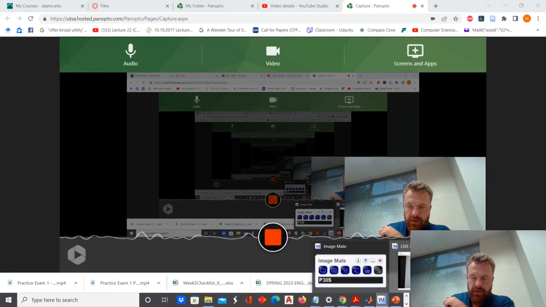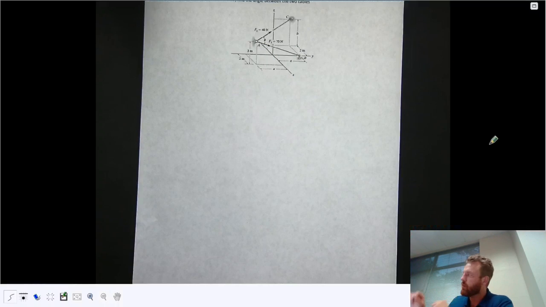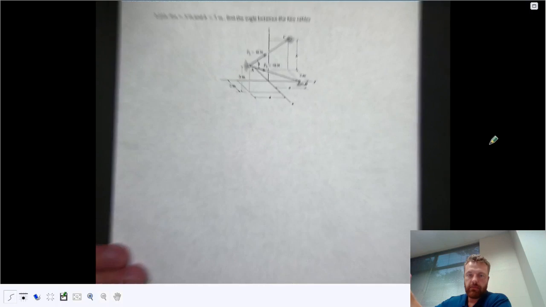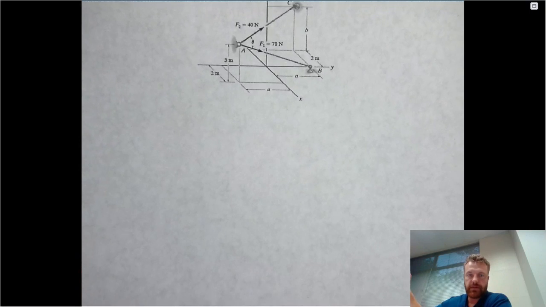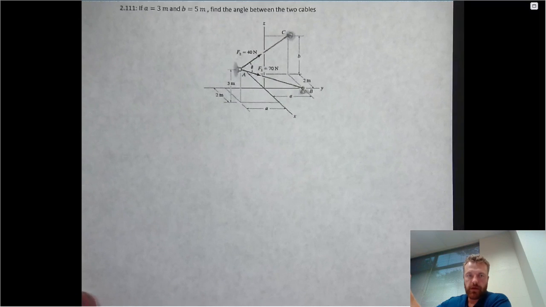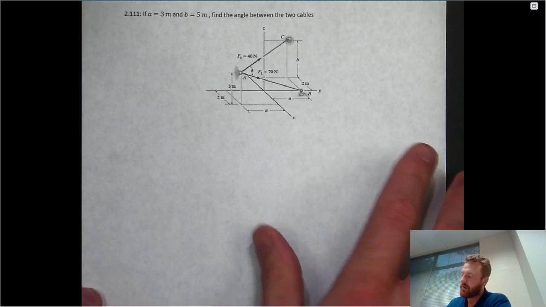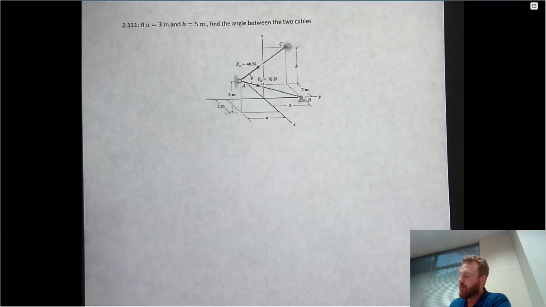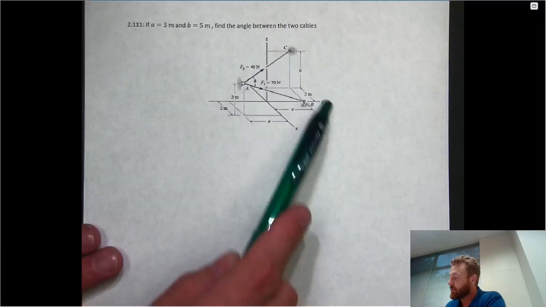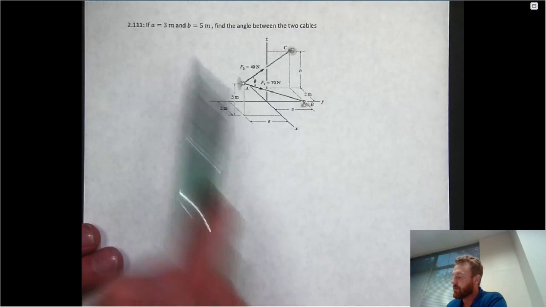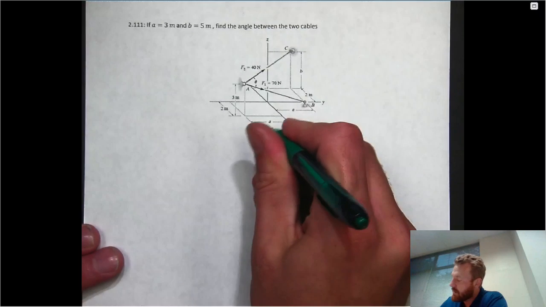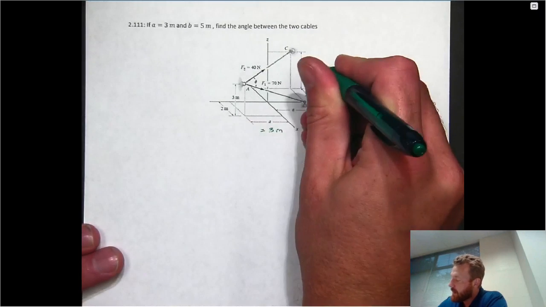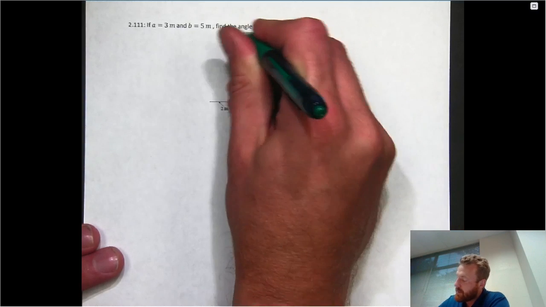So for the next example on the practice exam, we'll look at problem 2.111. Here we have a connection of two cables to a hook. We also did this problem in chapter 2, but I thought it would be good to go over again. We're given that these geometrical parameters, which are marked in our drawing, are 3 meters, and I'll just draw them in here, and 5 meters. What we're asked to do is find the angle between the two cables.